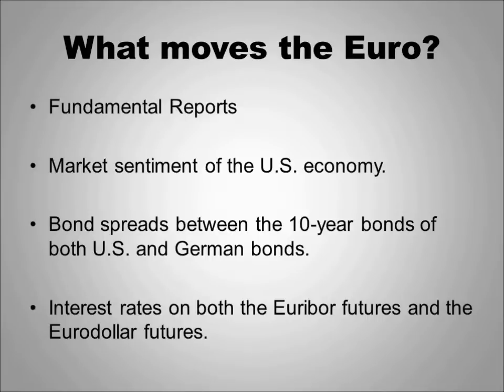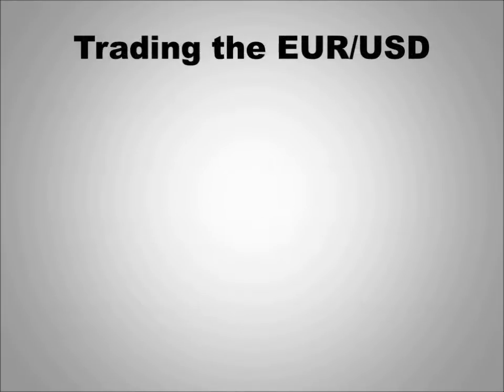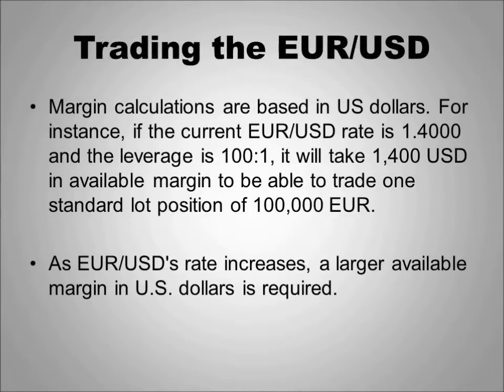Okay, so let's talk about trading the euro-dollar pair. We need to pay attention to margin calculations that are based in US dollars. For instance, if the current euro-dollar rate is 1.4 and the leverage is 100 to 1, that means it will take 1,400 US dollars in available margin to be able to trade one mini lot position of 10,000 euros.